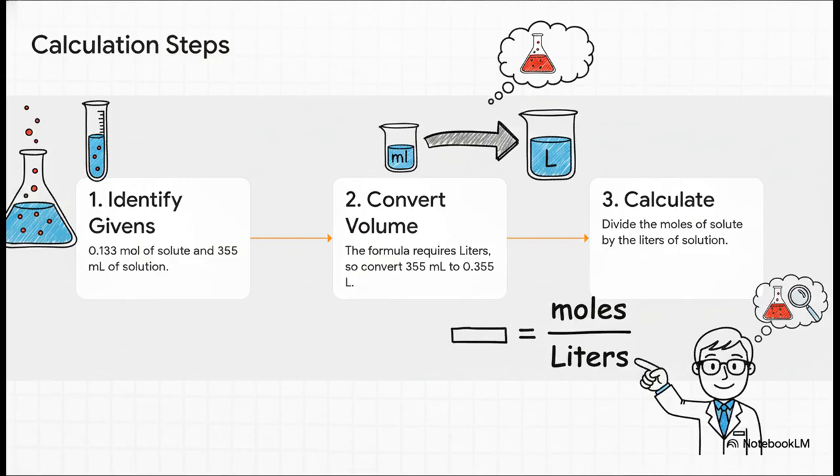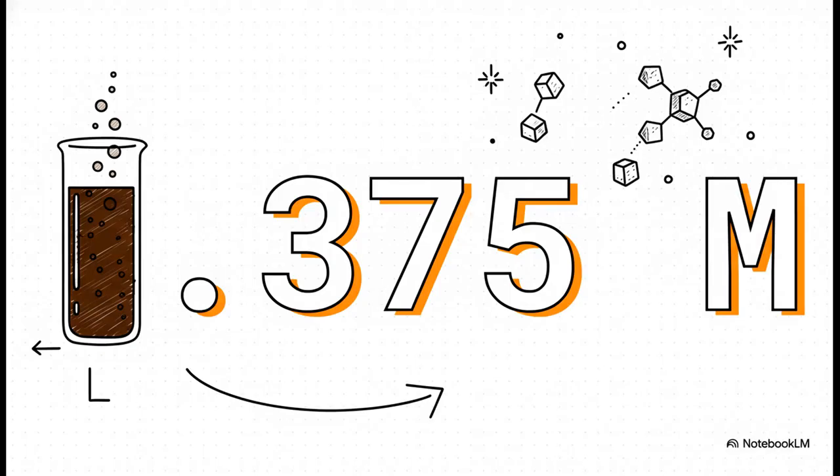Once that's done, all we have to do is plug those two numbers into our formula and let the calculator do the work. And there it is, 0.375 molar. So what does that actually mean? It means that for every single liter of this soft drink, there are 0.375 moles of sugar dissolved in it. See? We just put a precise scientific number on exactly how sweet that drink is.